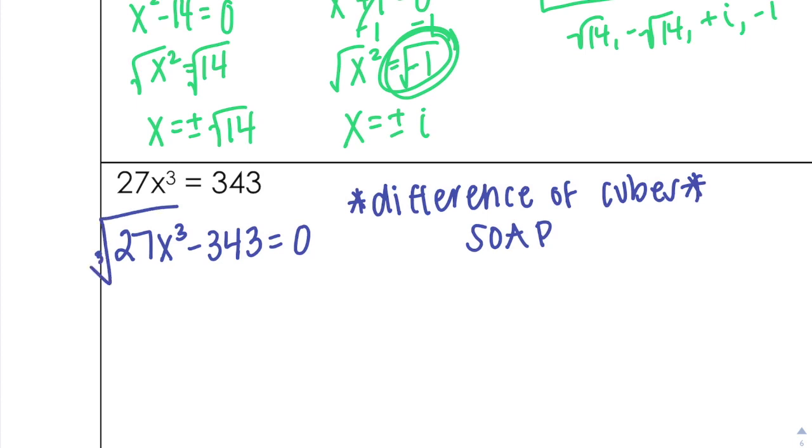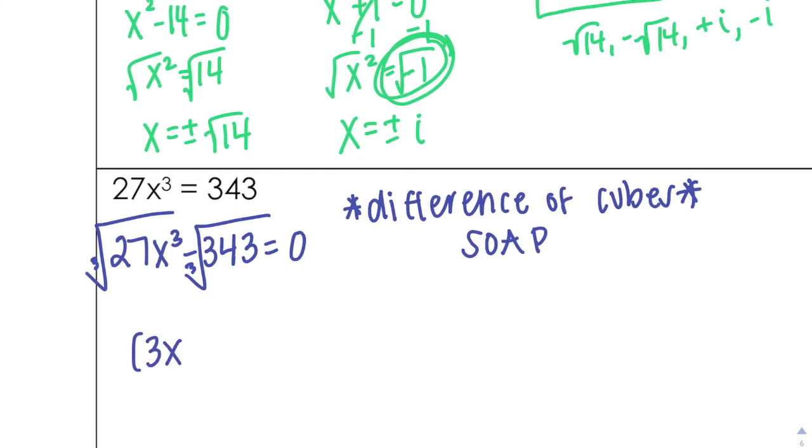So to get the linear factor, you just cube root, cube root. So the cube root of 27x cubed would be 3x. Remember, you have 5 blanks to fill in.